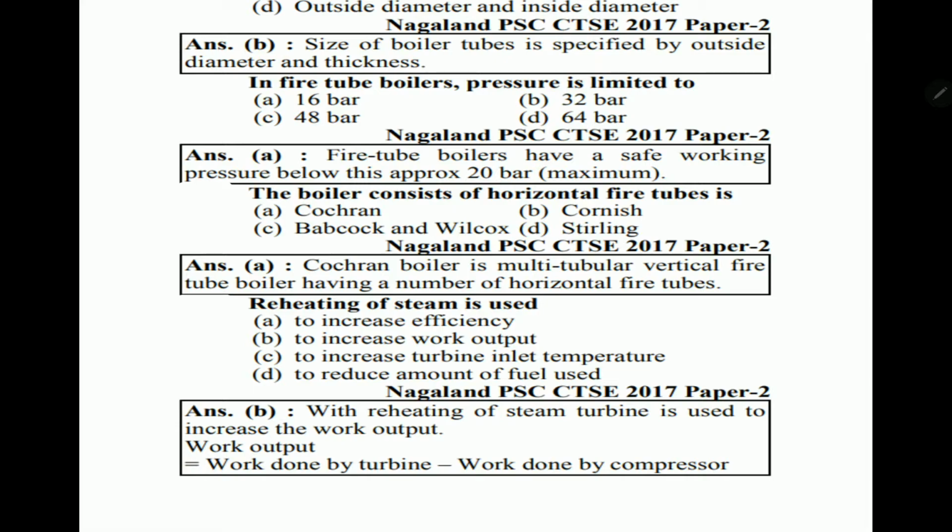Well, reheating of steam in a turbine is used to increase work output. Here work output is work done by turbine minus work done by the compressor. Option B is the right answer over here.